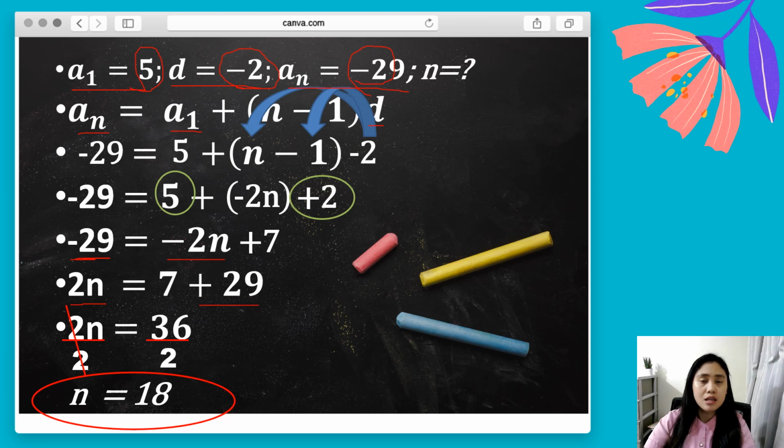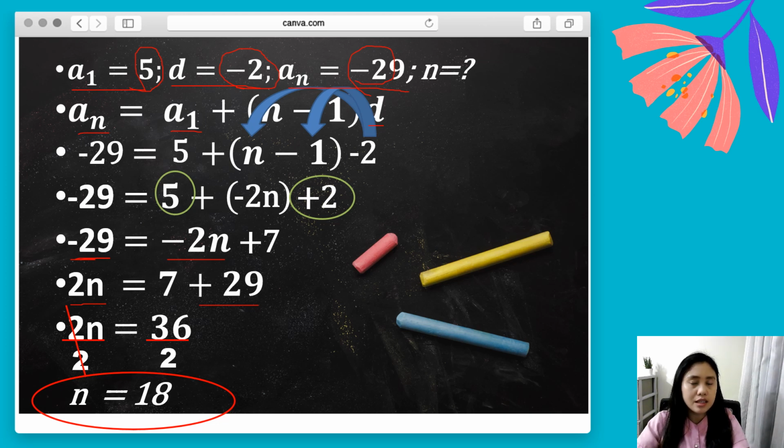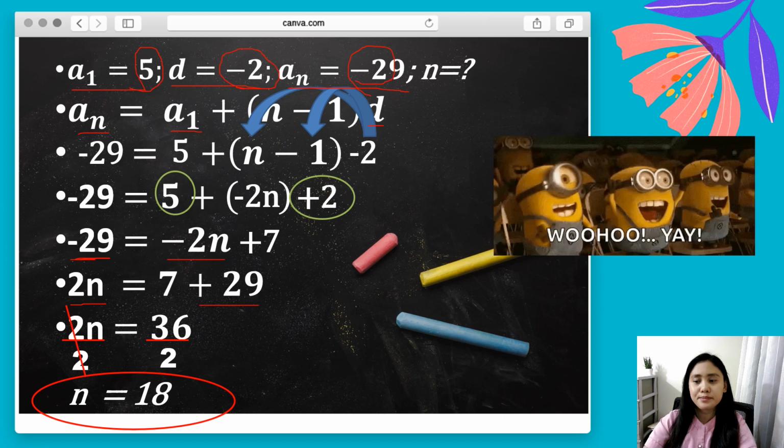What does it mean? It means that the term negative 29 is the 18th term of the given arithmetic sequence.